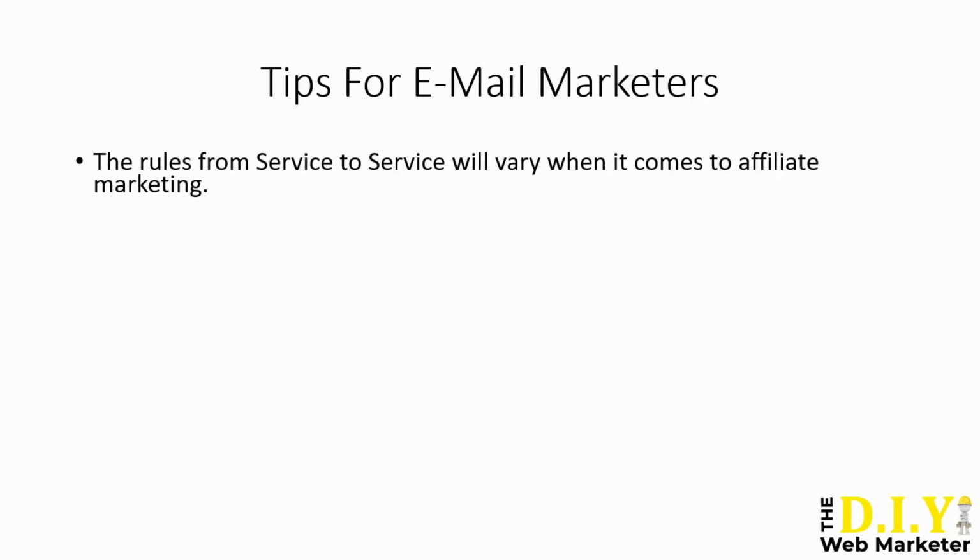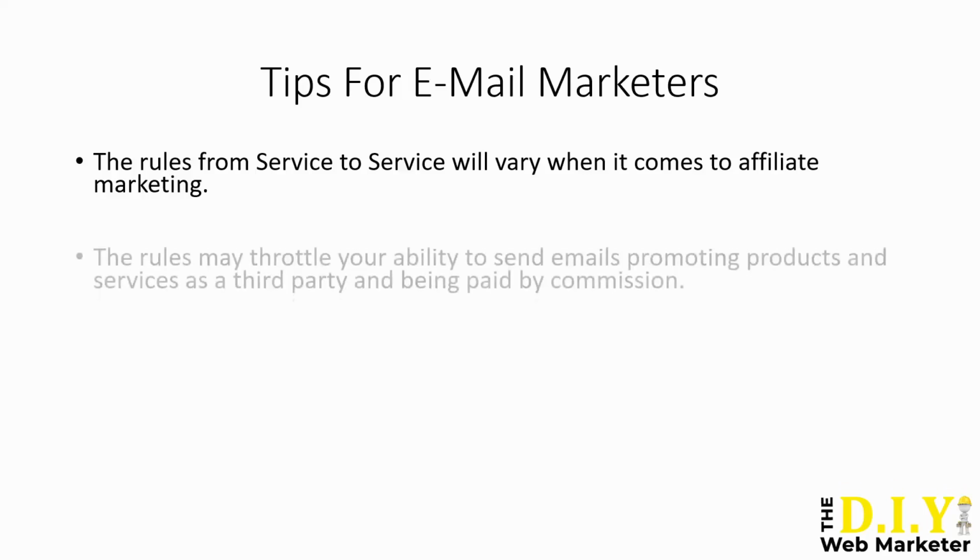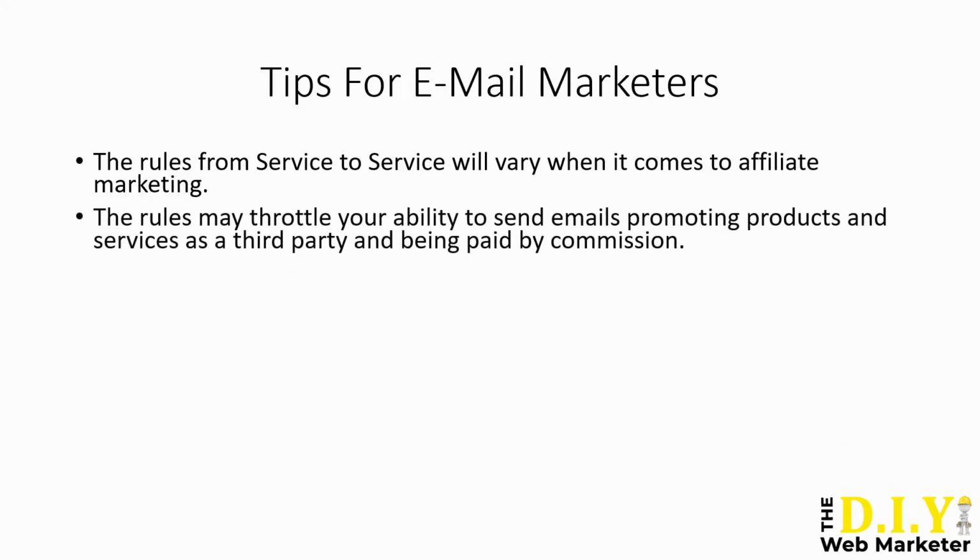Now, the rules from service to service, whether you're using Aweber, MailChimp, GetResponse, Constant Contact, are going to vary. They're all going to be basically the same, but different autoresponders are going to have different messages and different ways that they're going to allow you to do things. And at times, they will throttle your ability to send emails promoting specific products, in particular as a third party when you're being paid by commission. So you want to keep that in mind when you choose an autoresponder.